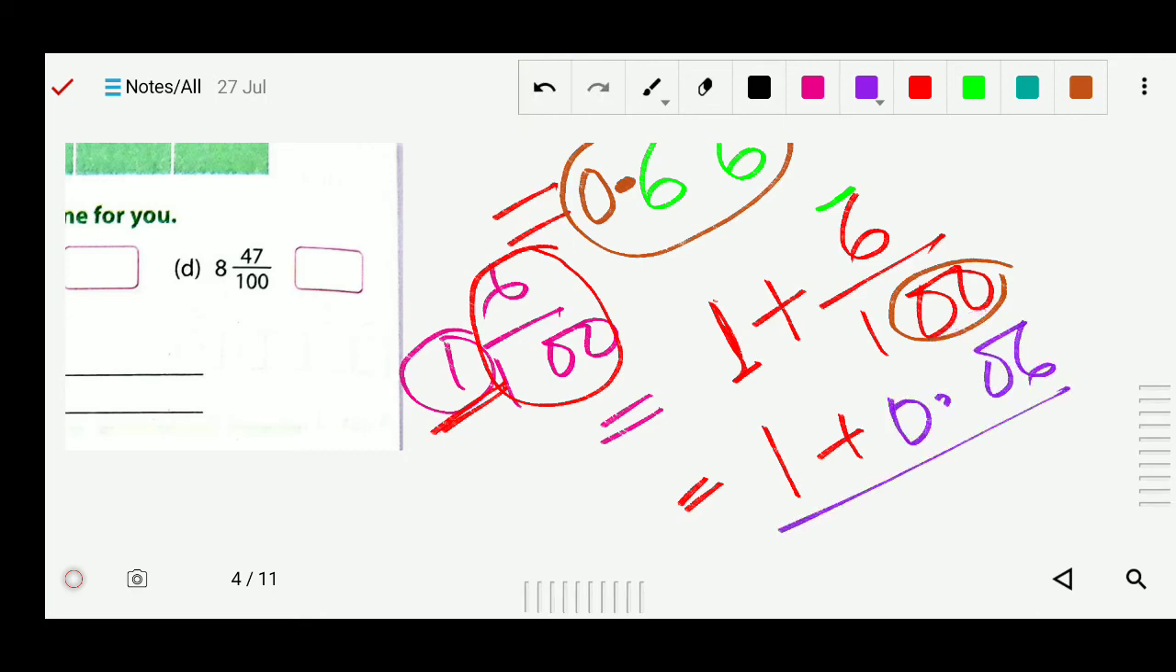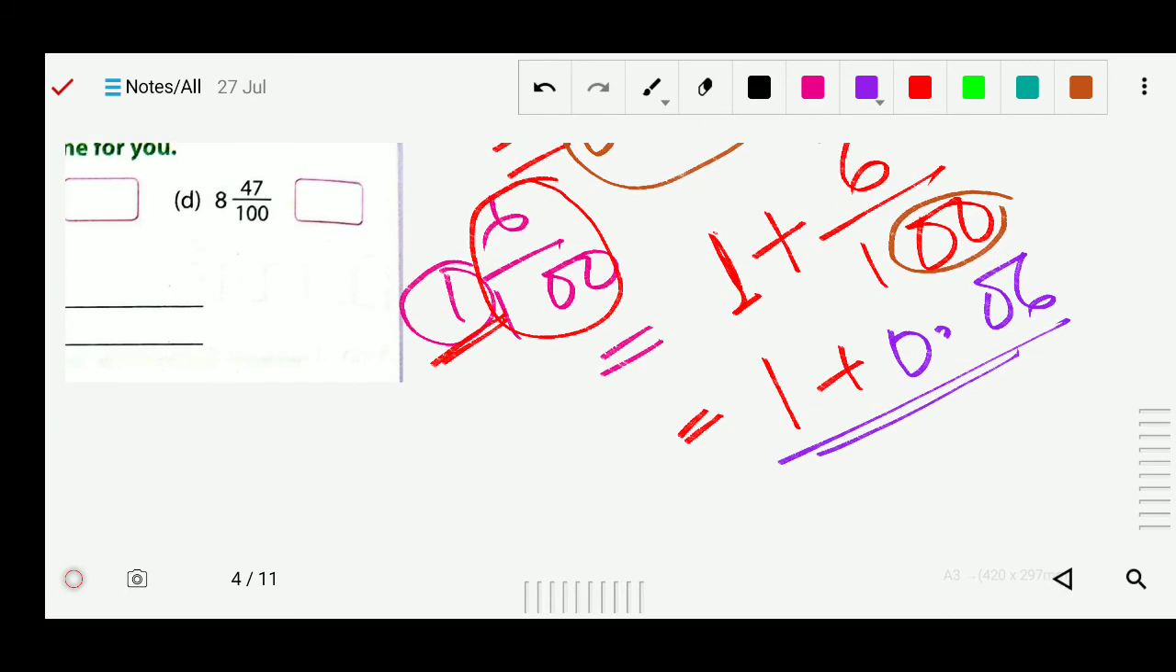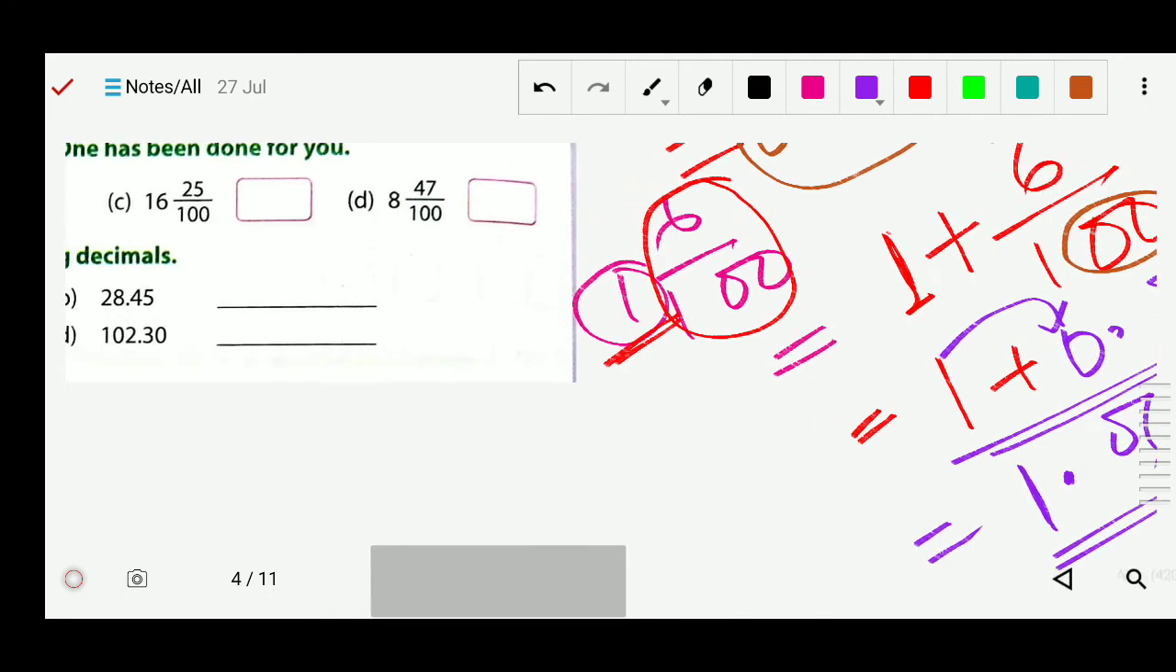Now 0.06, whenever you add, this whole part 1 will be added with the 0, so 1 point, so you write 1.06. Okay, very easy, you can practice it.